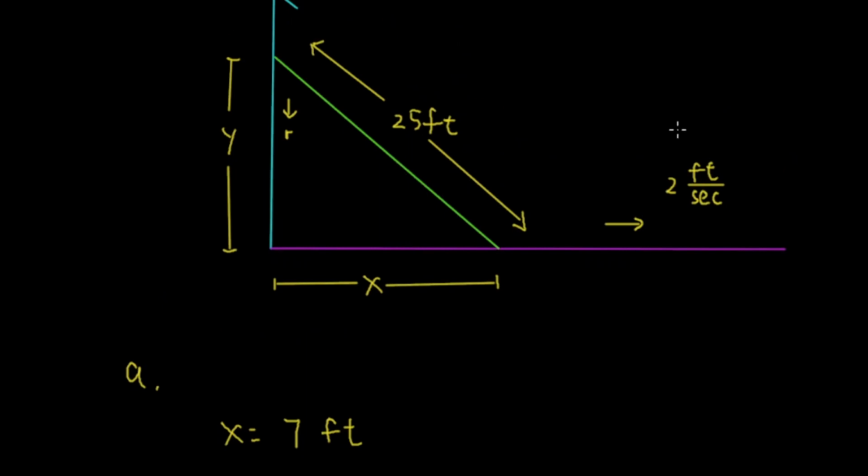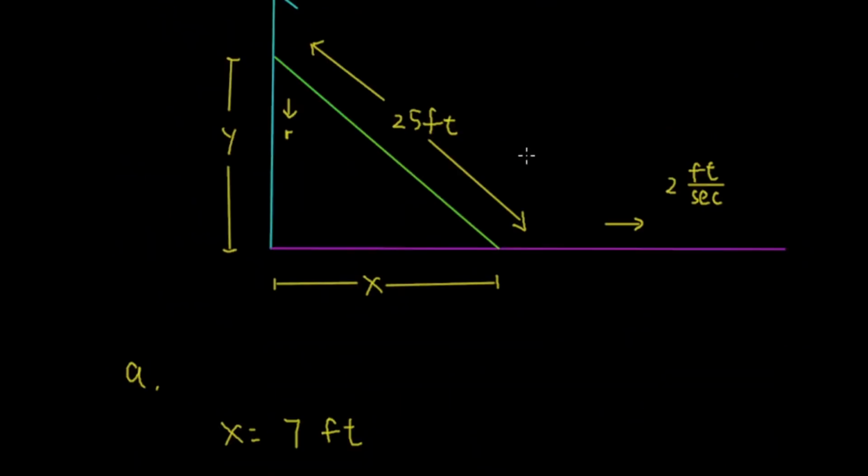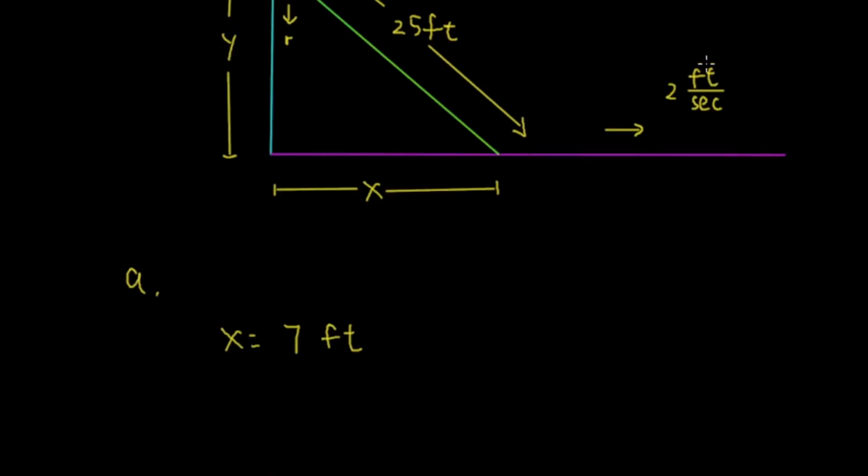What do we know here? 2 feet per second. From the question, this is the rate at which the ladder is pulled away from the wall. So what can we denote this as? Well, if this is X here, this is the rate of change in the X variable with respect to time. So that means this is dx over dt, right? It's 2 feet per second.